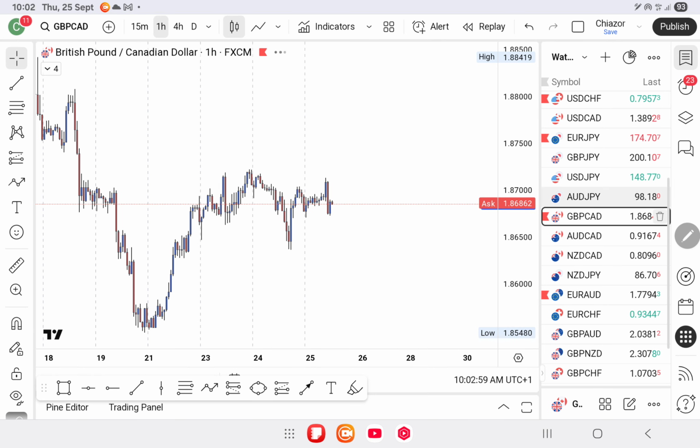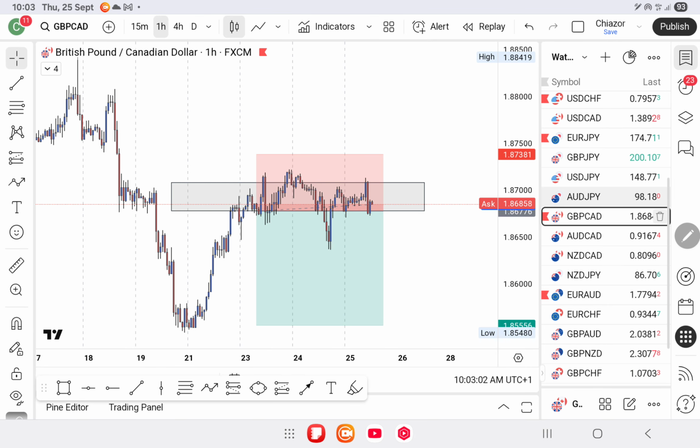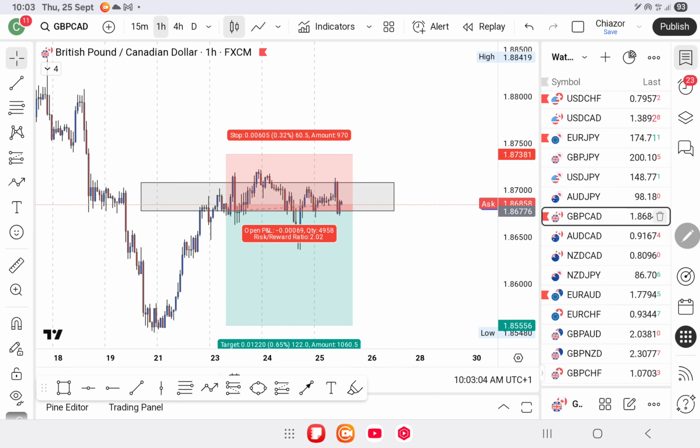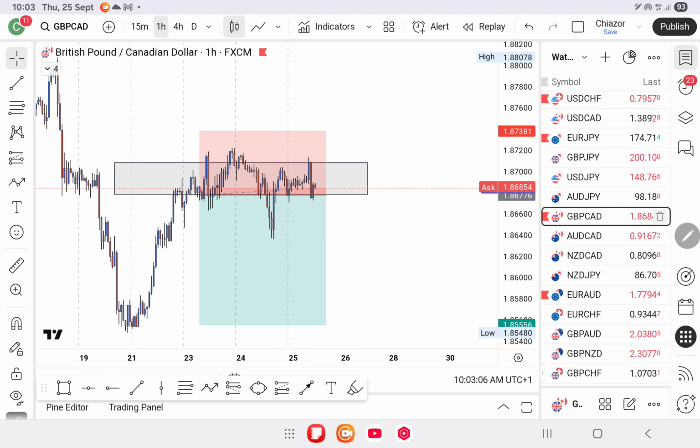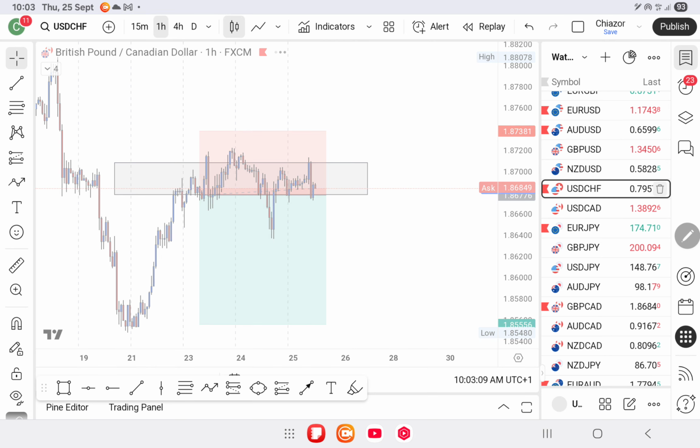All right, GBP CAD, we're still on GBP CAD trade. It's just whining us. It gave us some little profits yesterday and then went back to break even. Currently at break even right now. So I'm still on GBP CAD.